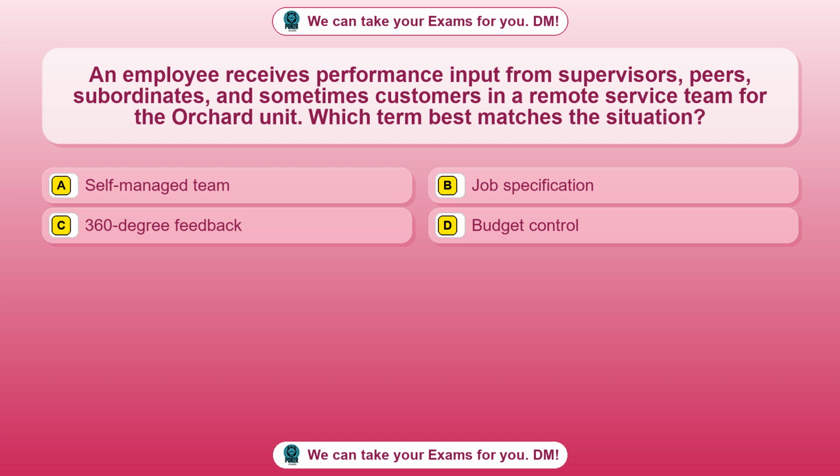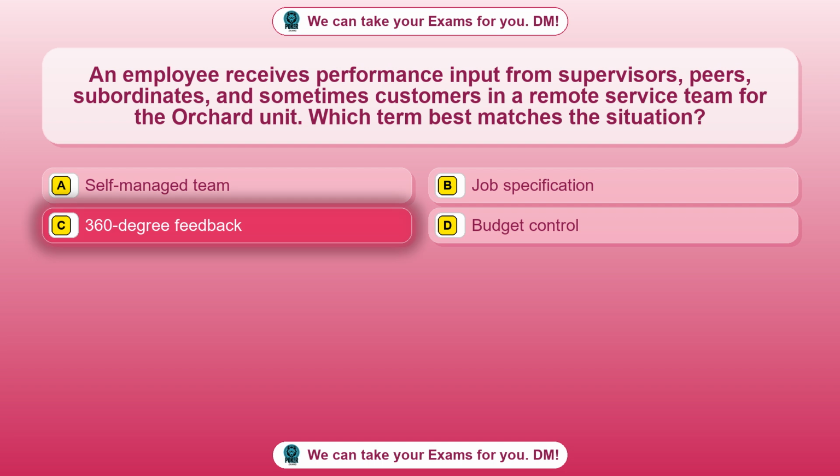Question 12. An employee receives performance input from supervisors, peers, subordinates, and sometimes customers in a remote service team for the Orchard unit. Which term best matches the situation? Option A. Self-managed team. Option B. Job specification. Option C. 360-degree feedback. Option D. Budget control. The correct answer is option C.